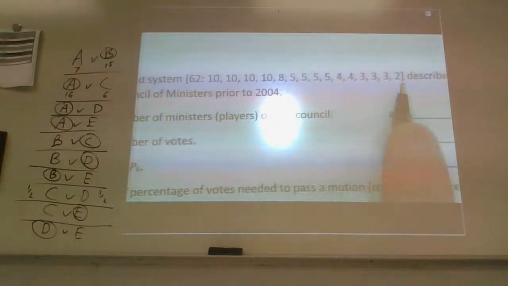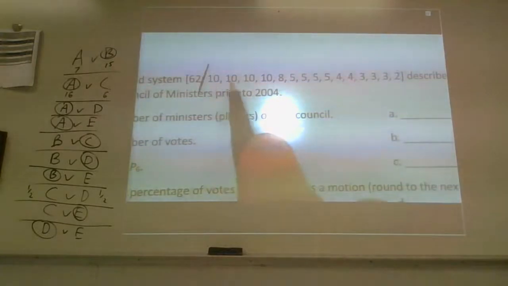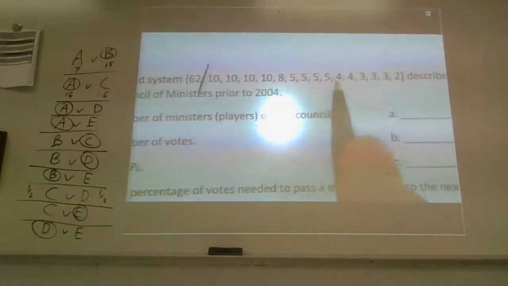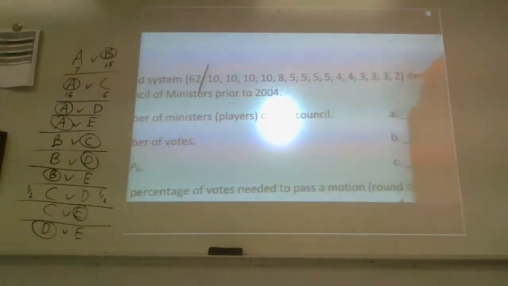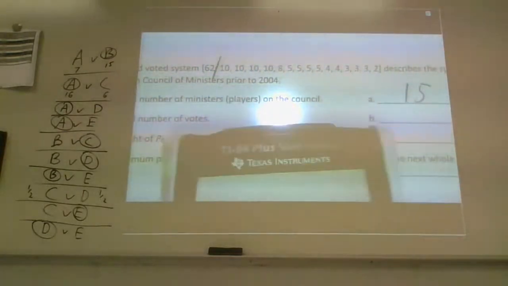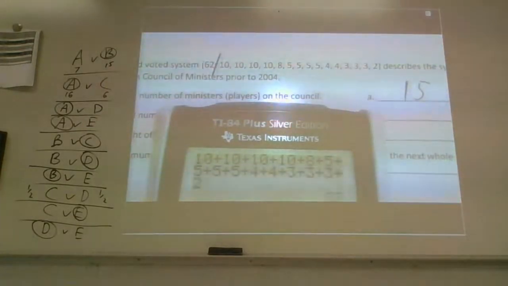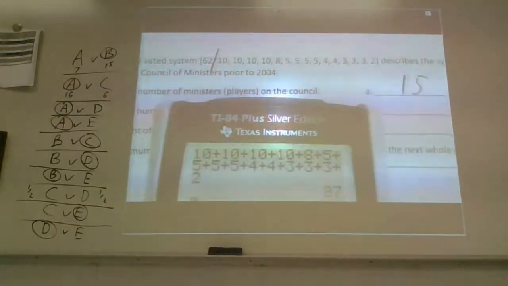It says to find the total number of players on the council. Well, not counting the 62, because the 62 is the quota, there would be 1, 2, 3, 4, 5, 6, 7, 8, 9, 10, 11, 12, 13, 14, 15. There would be 15 players on that council. Find the total number of votes. Boom, 87. That just takes adding up the weights of those votes. There are 87 total votes available, again, 62 being the quota.